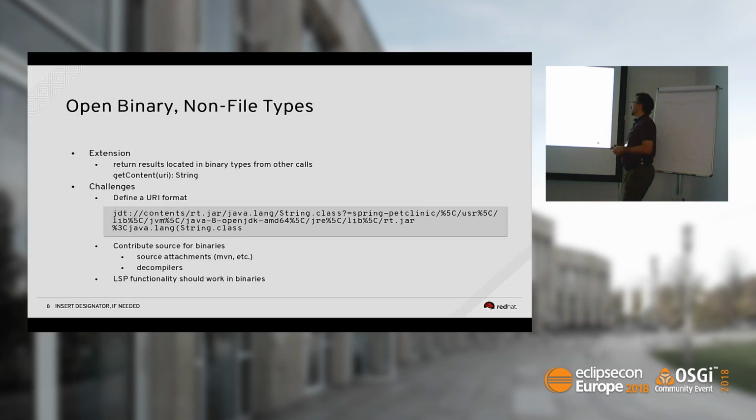JDT LS actually has a contribution point where you can add source providers for binary files. Obviously we have the source attachments that we get from Maven, but there's also a very simple decompiler that just says, I have no source, here's the structure of the class file.